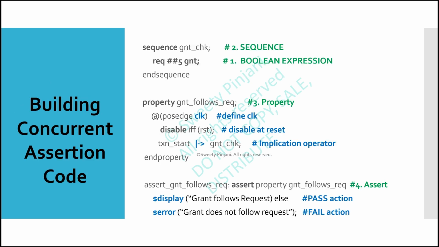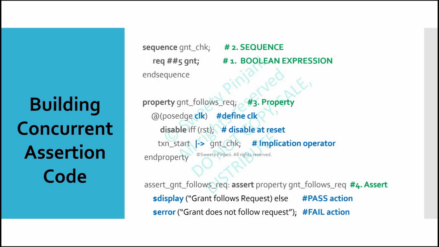Now, I will show you a coding example where we will understand each and every step in detail. First, let me tell you what my aim is. The aim of my assertion is that there is a signal transaction start. When this transaction start occurs, I want to see that a request happens, and after 5 cycles, I want to see my grant. Request comes, and after 5 cycles, exactly after 5 cycles, I want to see my grant. This is my requirement. That request will come, and exactly after 5 cycles, I'll get the grant.